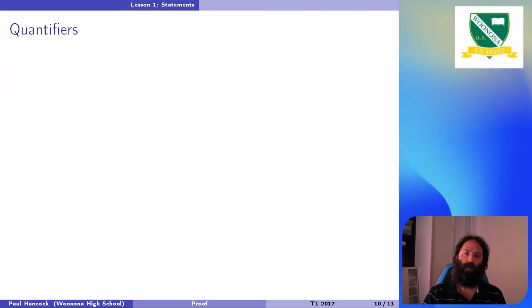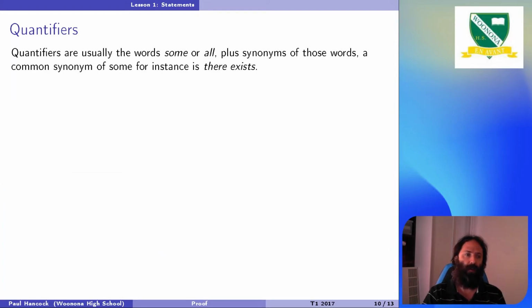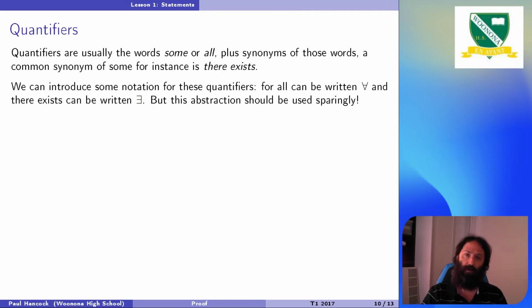Okay, another important thing that we can talk about are quantifiers. So quantifiers are words such as some or all. They're the most common things that we use, and they represent a quantity. They tell us how much of something we've got. Do we have all of it, or do we have some of it? And you'll often hear the synonym there exists used as well as an alternative to some. So we can introduce some notation. You'll see this upside down A symbol, and that's going to represent for all, or all things that we're talking about. And we'll see this backwards E shape, and that's going to represent there exists.